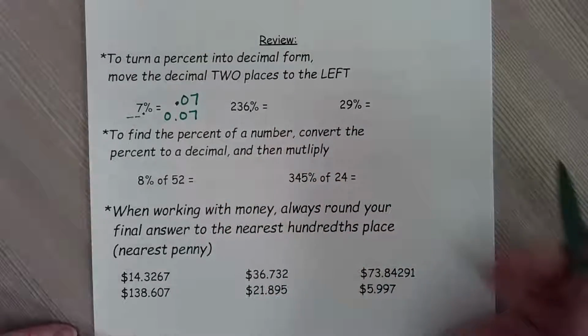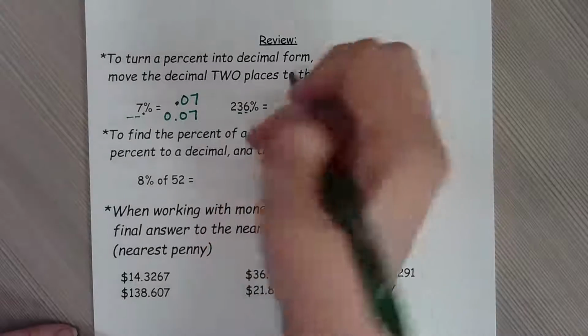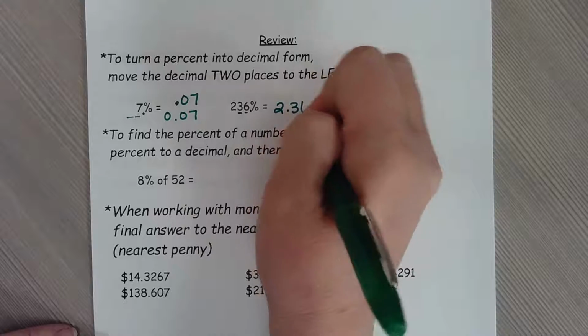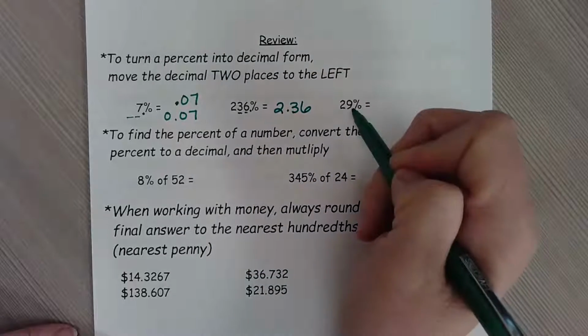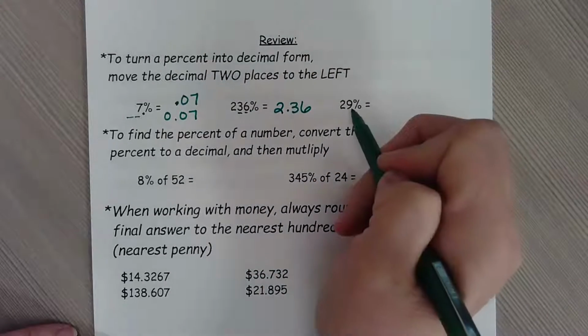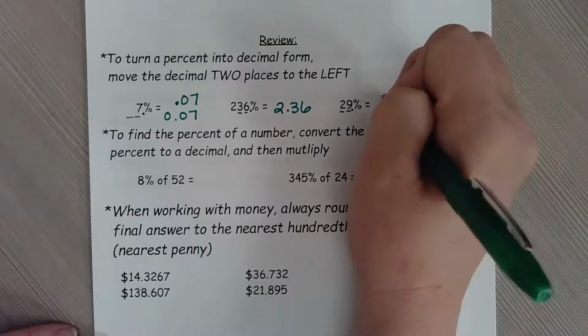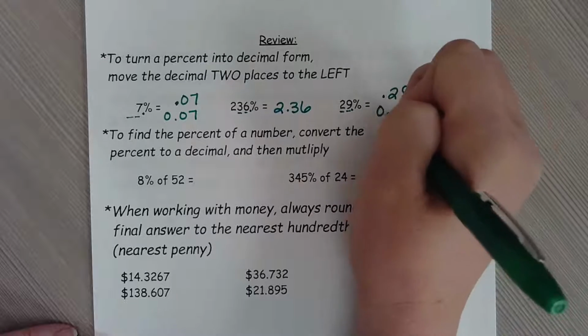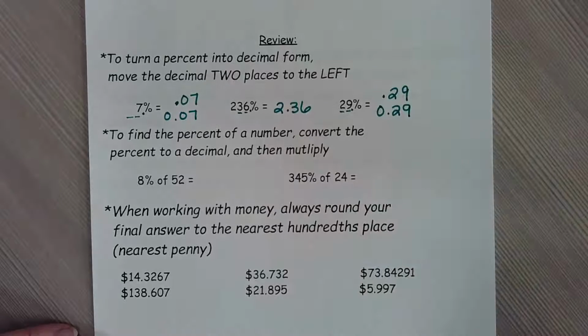236%, the decimal starts here. You move it 2 places, you would end up with 2.36. And 29%, the decimal starts here. You move it 2 places, and you would end up with 0.29 or .29.